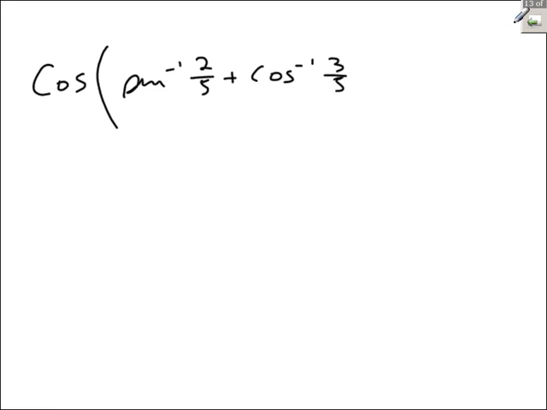What if you were asked to find the cosine of the sine inverse of 2/5 plus the cosine inverse of 3/5? Suppose you were asked to find this. Now, the thing is, when it comes to the sine inverse of 2/5 and even the cosine inverse of 3/5, we don't know that answer. We do not know that answer.